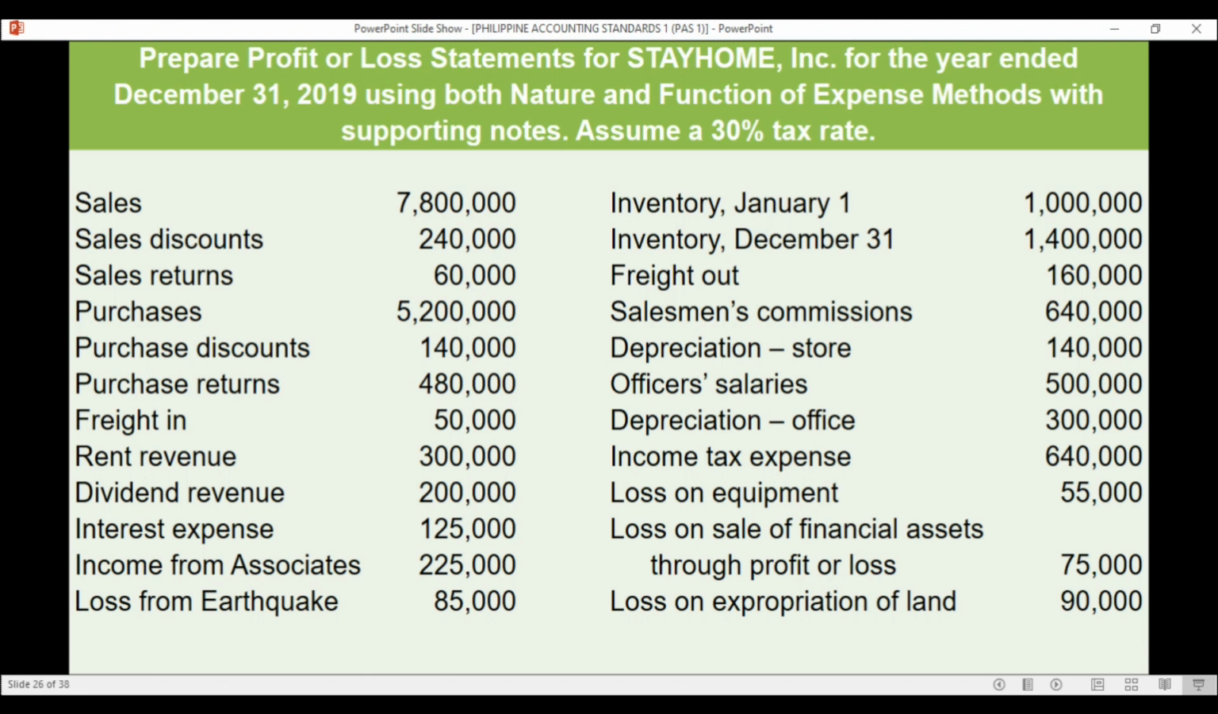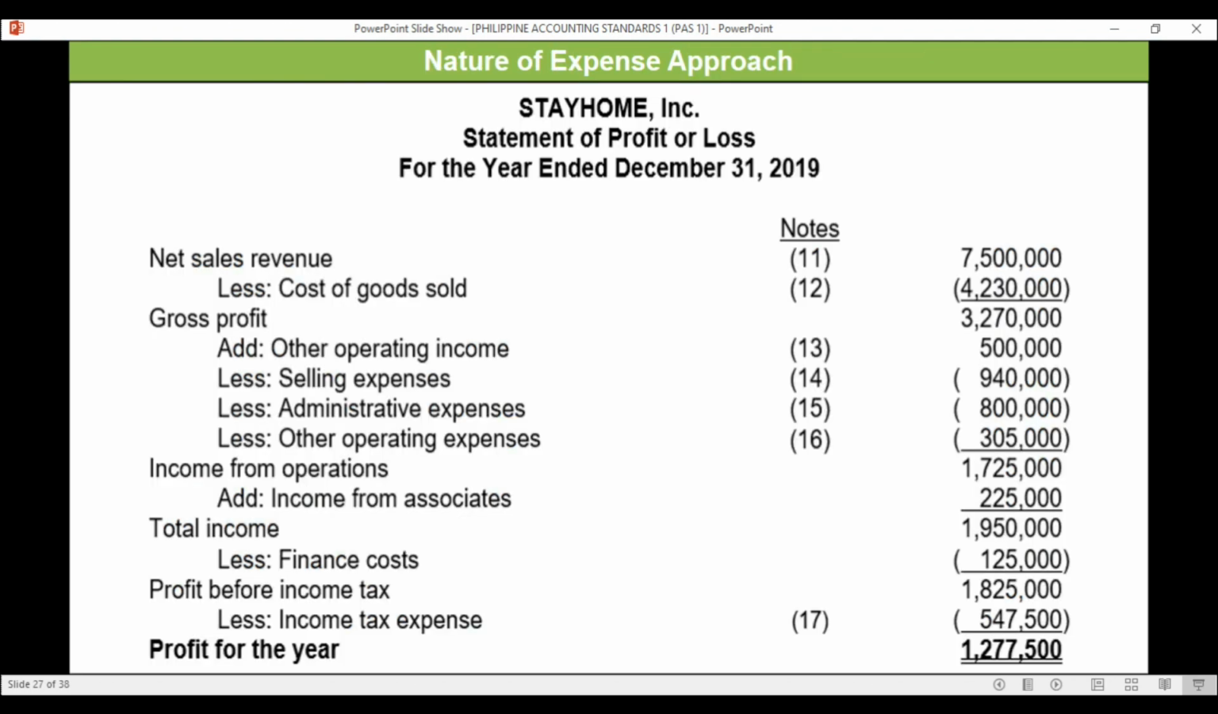So to prepare your statement of profit or loss under both the natural and functional method, for nature of expense, let me have a slight correction for this one.